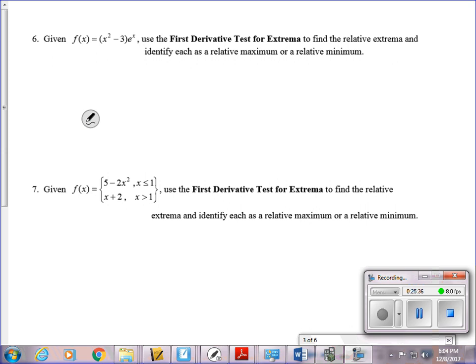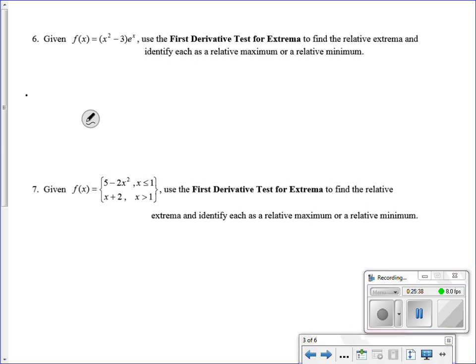So let's get the first derivative. We need to use the product rule. So we have the first times the derivative of the second. The derivative of e to the x is e to the x, plus the second, e to the x, times the derivative of the first.